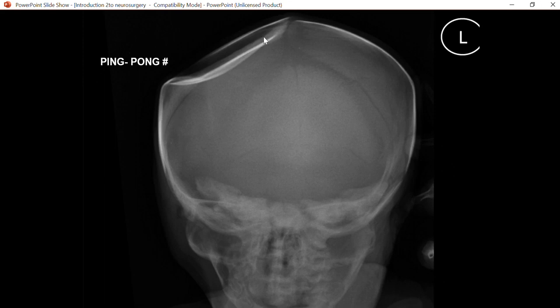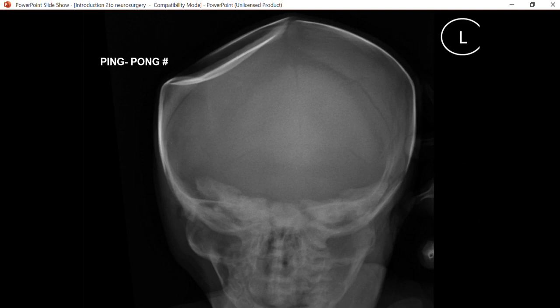This is a depressed skull fracture in infants. We call it a ping pong fracture, just like the tennis ball. The treatment in this case is, although it looks ugly, we don't rush for surgery, because the bone is cartilaginous and soft, it can be compressed inward easily. The treatment is just conservative in most of the cases.